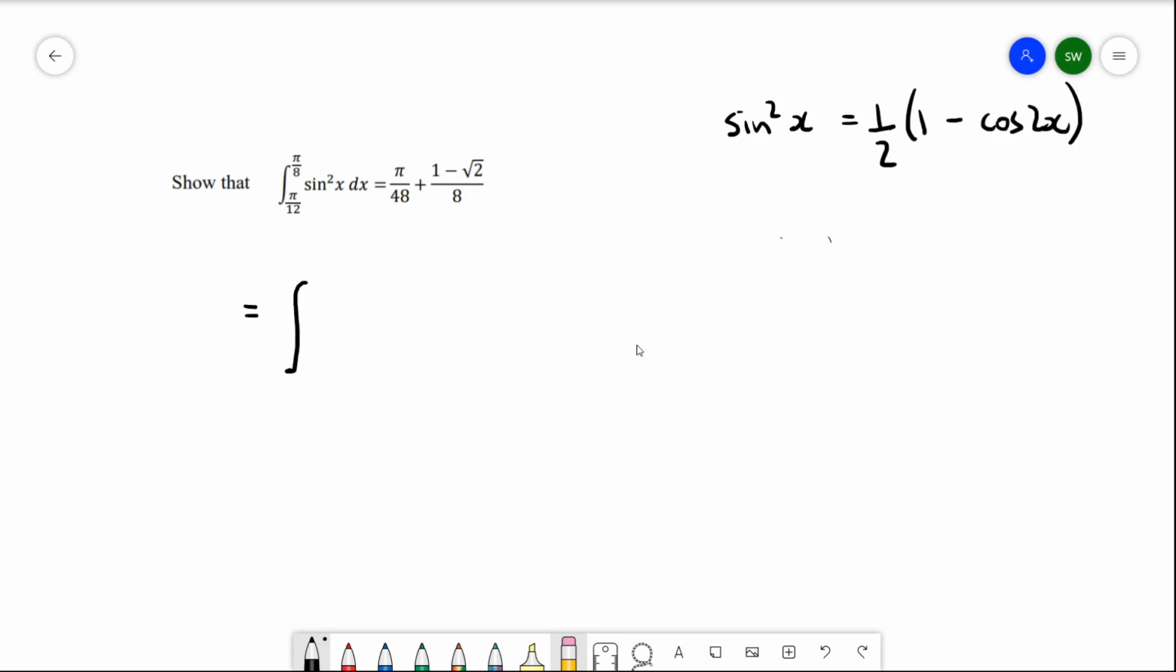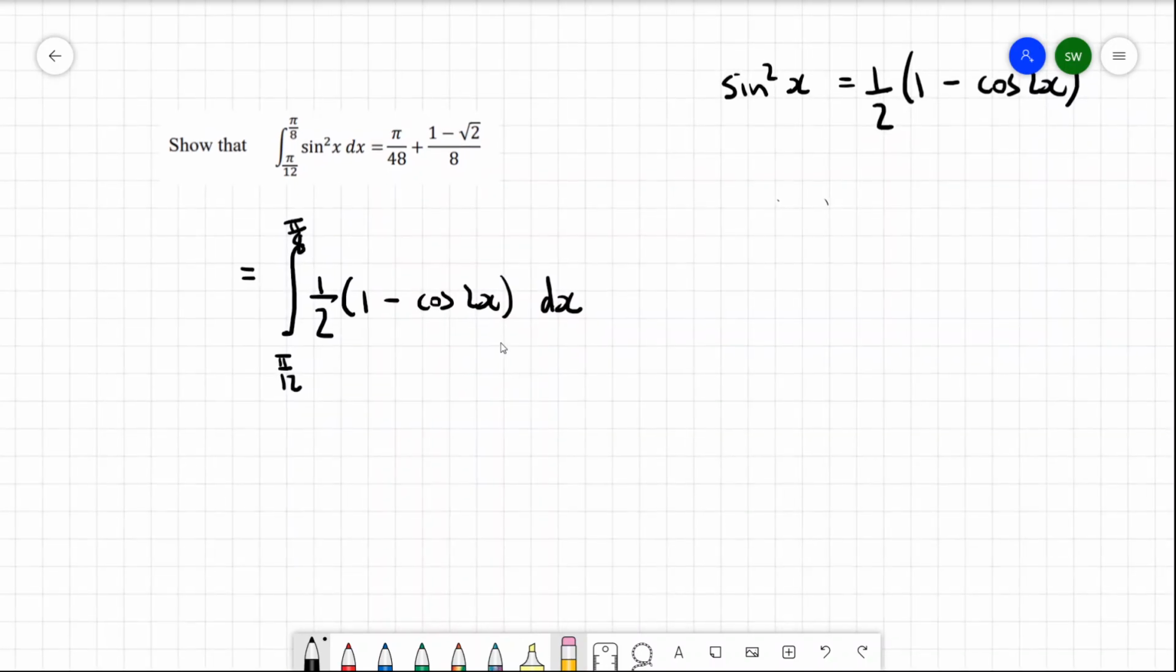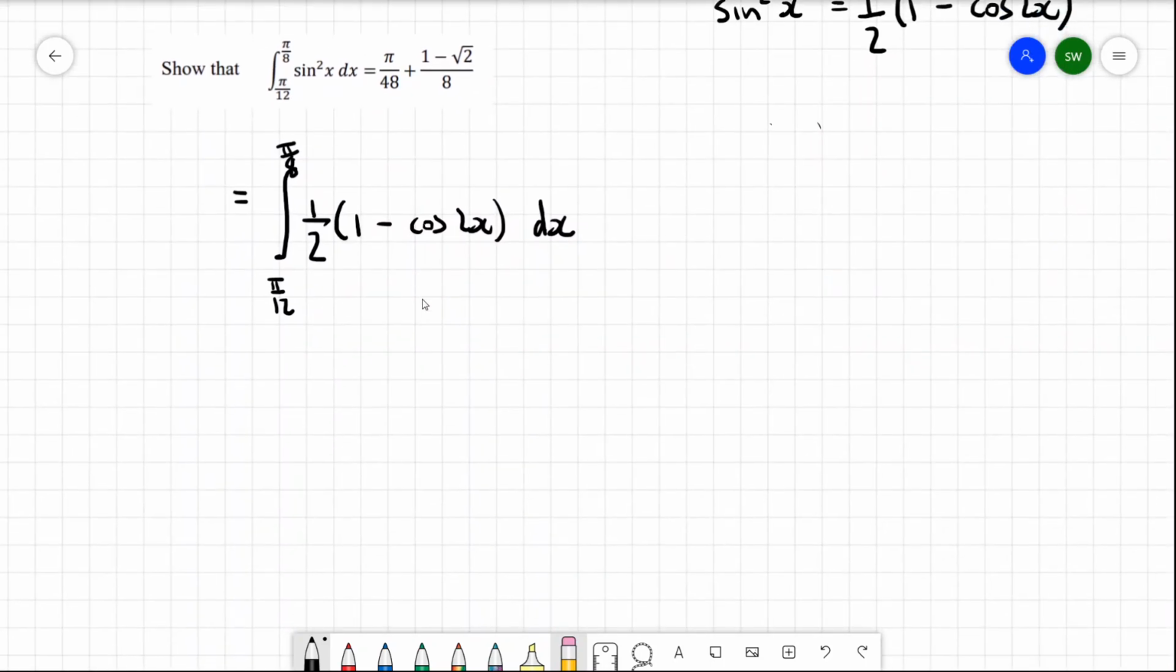So let's do that. Let's sub this in. And we've got limits on this one. It's a definite integral from pi over 12 up to pi over 8. The reason why we've done this is because now we can integrate cos 2x fairly easily, but we didn't know how to integrate sine squared x.